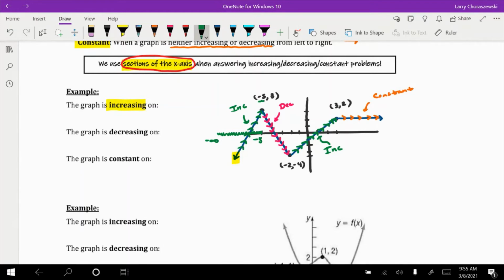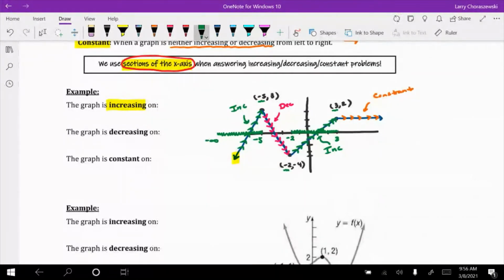And then where does this graph pick back up for increasing? Like, between what x values is the second part of the graph increasing? -2, yep. All the way up until you get to the x value of 3. So these two sections of the x-axis are what we're going to use to answer this part of the problem.